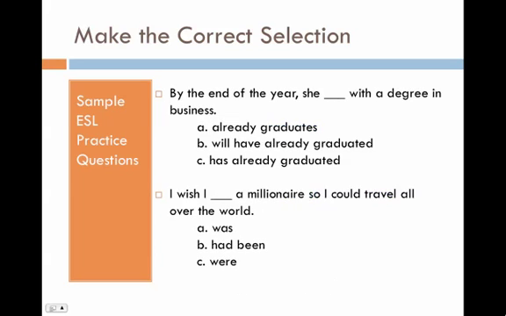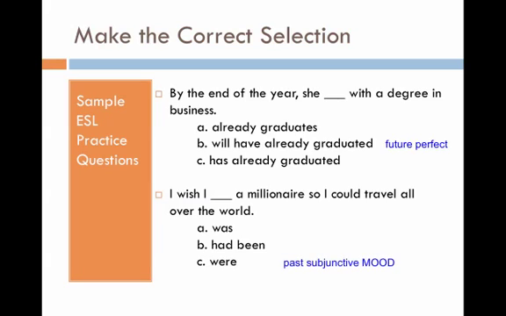Try these. What's your choice? A, B, or C? For the first one, we need the future perfect. By the end of the year, she will have already graduated. Because the time marker is pushing us into the future, we need a selection that's in a future time frame. What about the second one?